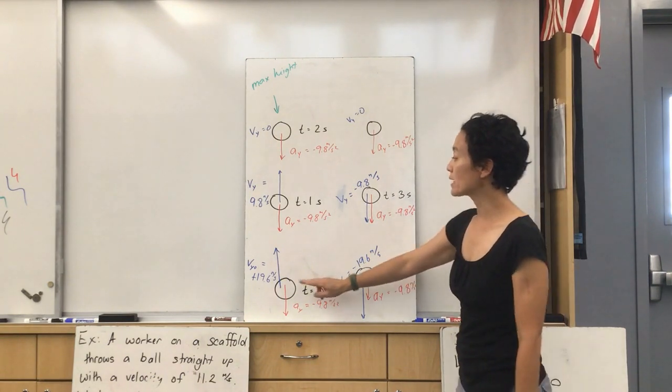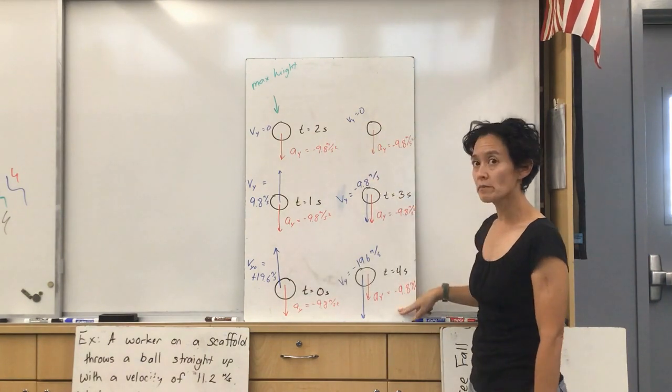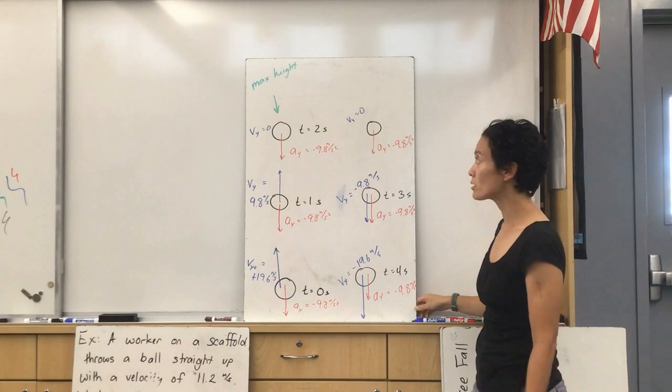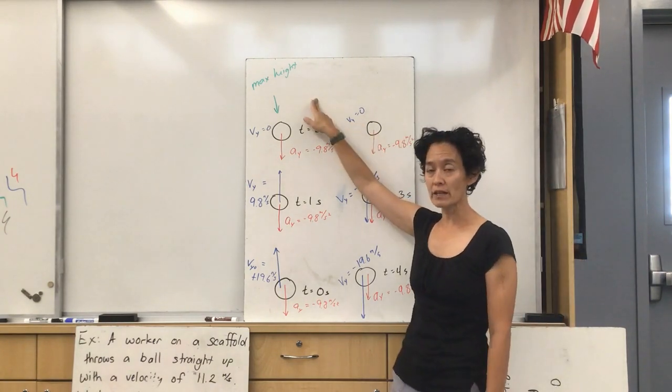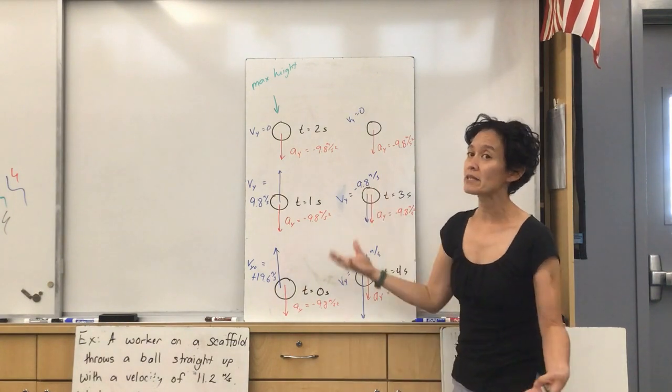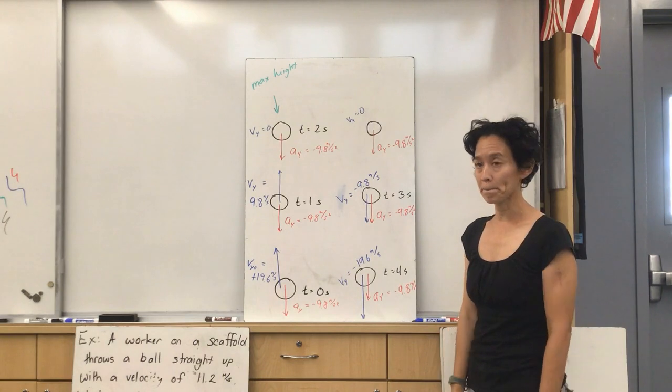It takes 2 seconds to go up. It takes 2 seconds to come down. So there's definitely some symmetry here. There's definitely some things to keep in mind. At the maximum height of an object being thrown upwards, the velocity is 0. Acceleration is always negative 9.8 though, okay?